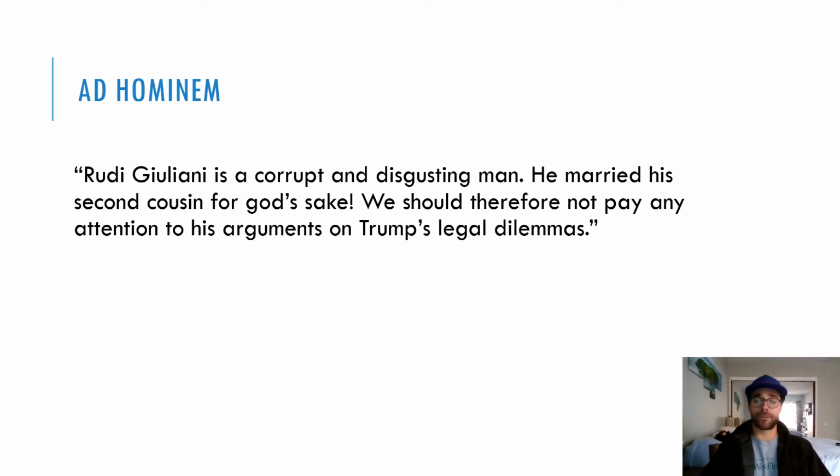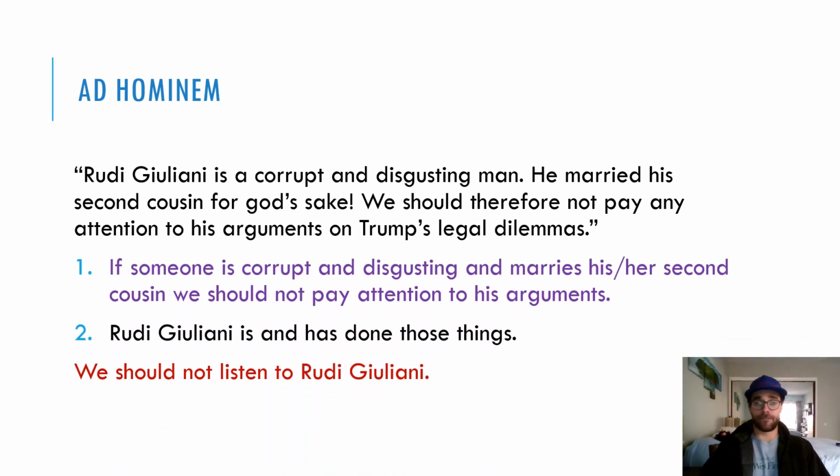It often helps when determining the fallacy to put the argument in standard form so that we can highlight which premise is going to be false and why. When we look at the argument in standard form, we can see that the first premise here is not necessarily a true statement. If someone is corrupt and disgusting and marries his or her second cousin, we should not pay attention to his arguments. But why not? Nothing about being corrupt and disgusting suggests that a person must be wrong. So by focusing our attention on somebody's behavior and not on the argument at hand, we are committing a logical fallacy, or an informal fallacy in logic, rather.